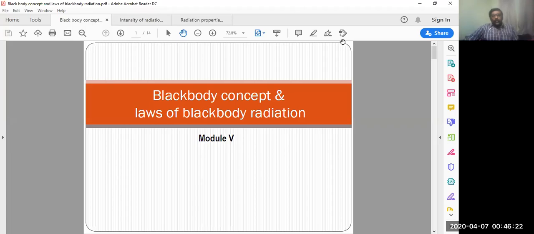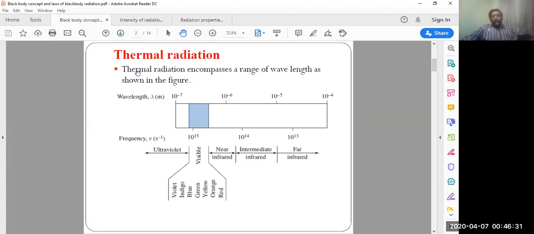Let us continue with the discussion on radiation transfer. In the previous discussion, we have seen the electromagnetic spectrum and also thermal radiation. About thermal radiation, we understood that thermal radiation is a part of the electromagnetic spectrum, and it actually includes a part of ultraviolet radiation, the entire visible range, and the entire infrared.